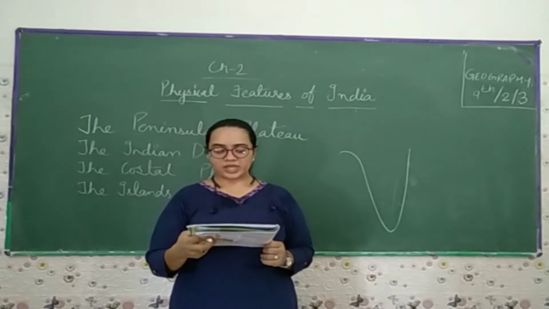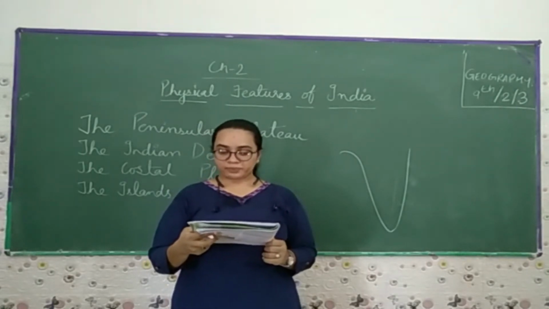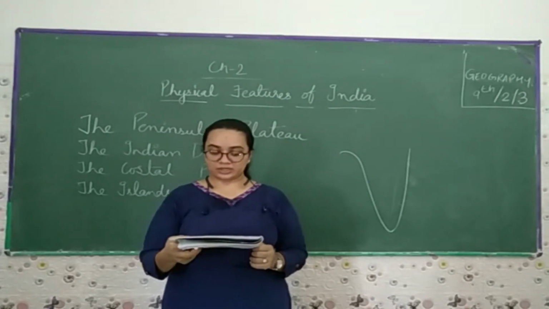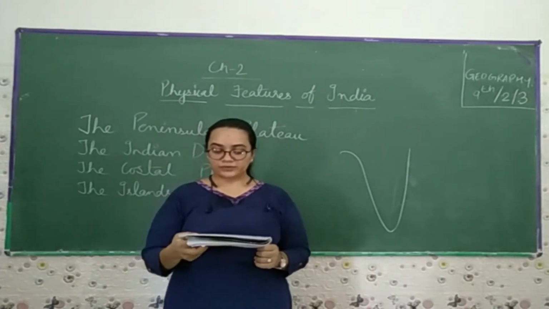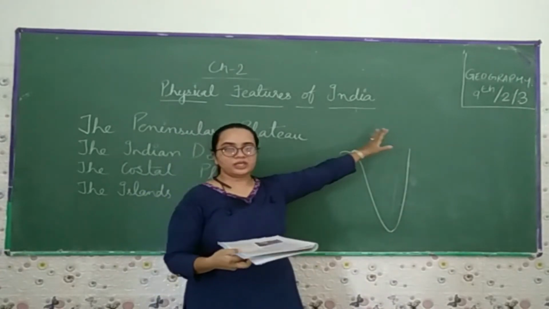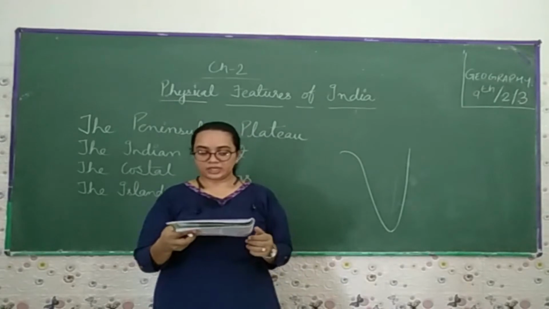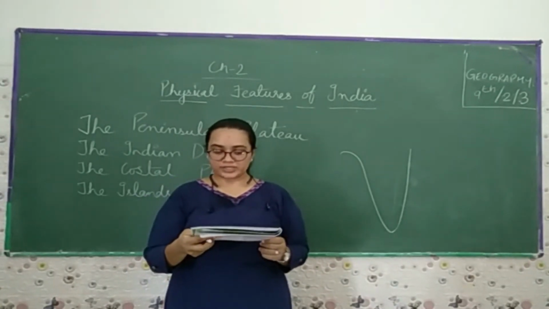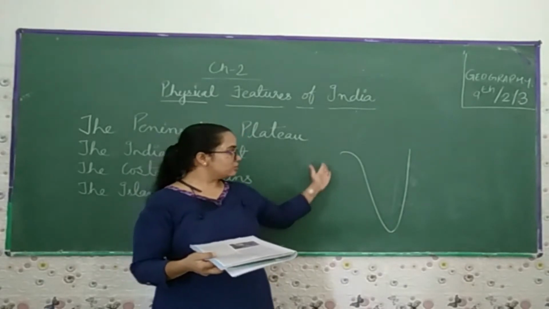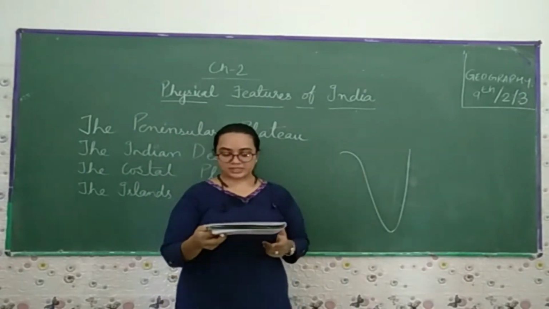They are continuous and can be crossed through the passes only. Locate the Thal, Bhor, and Pal Ghats on the physical map of India. The Western Ghats are higher than the Eastern Ghats. So these are the Western Ghats, which are higher than the Eastern Ghats. The Western Ghats lie parallel to the western coast, which I already explained.